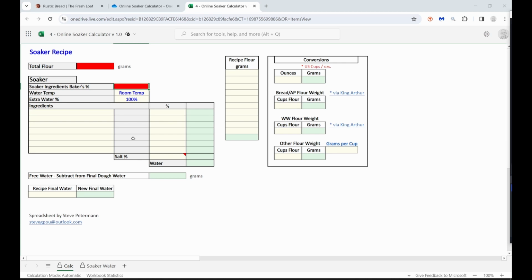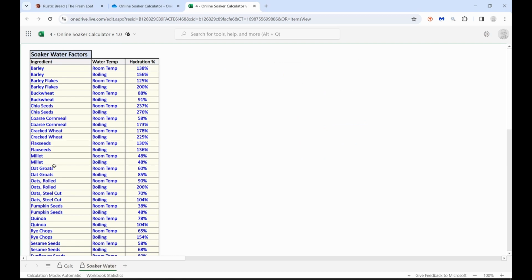Now, for those of you who may not be familiar with Soakers, what they are is a separate batch of ingredients. I'll show you some of those in this table. Barley, flax seeds, oats, and so on, that I did some research and looked up to see what common ingredients are used in Soakers. And then through some experimentation, I came up with hydration levels.